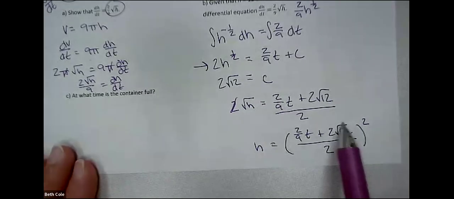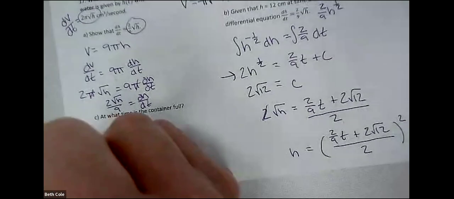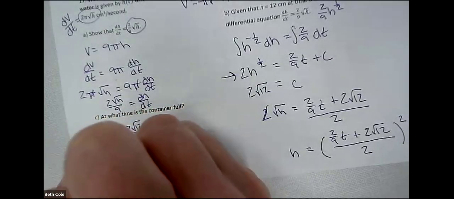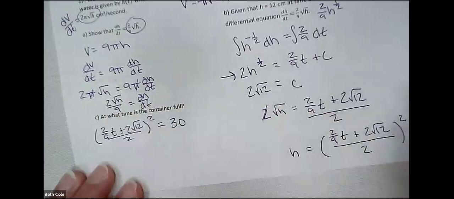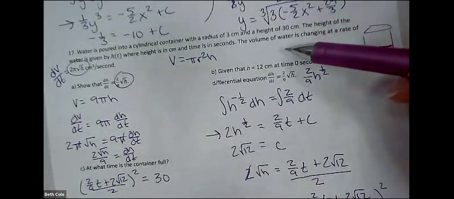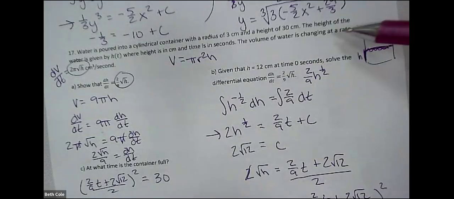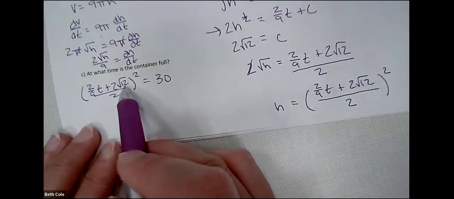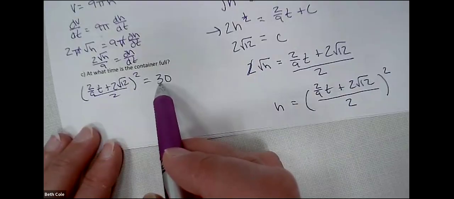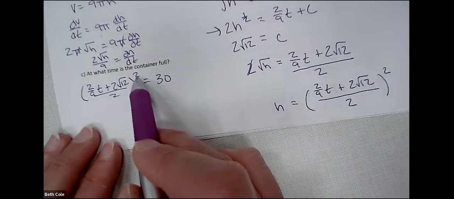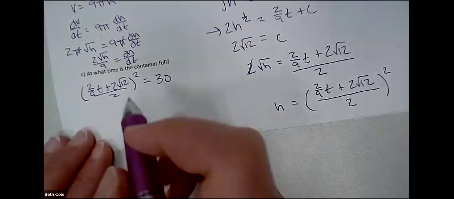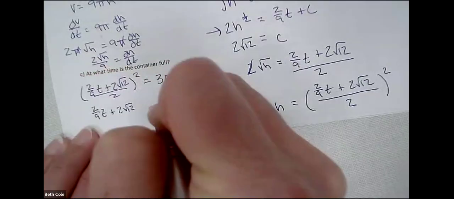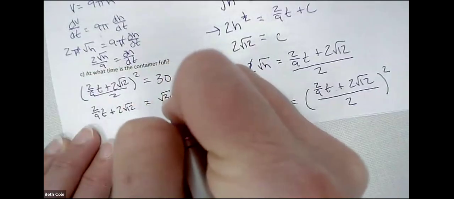This says at what time is the container full. So we're going to take this height that we got, and set it equal to 30. The height of the cylinder was 30. So when the height of the water is 30, we know that it's all the way filled up. And then we're just going to solve this. Again, this is going to be way messier than the one on your test, because if you set this equal to 0, the first thing we're going to do is square root. Square root of 0 is just 0. I'm going to get square root of 30, right? So we'll have 2/9 t plus 2 square root of 12 equals square root of 30.